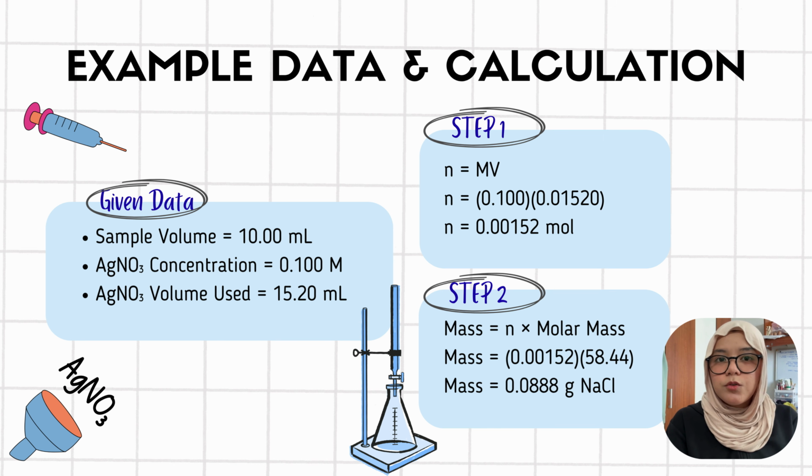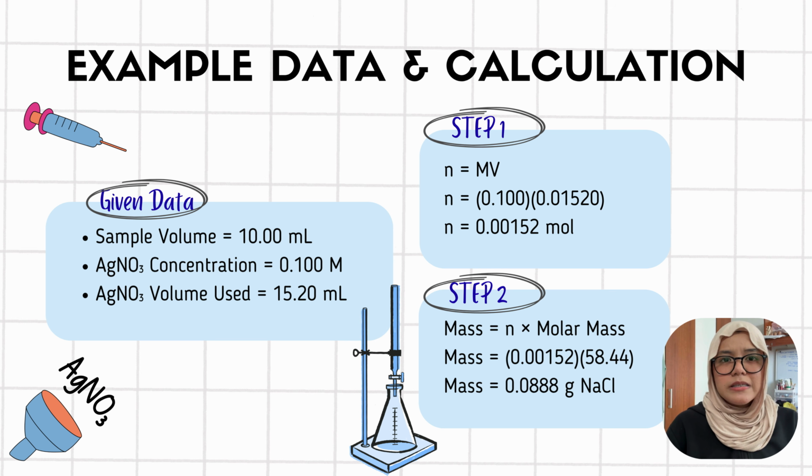multiplied by 0.01520. This gives 0.00152 moles. Since the mole ratio is 1:1, the sample also contains 0.00152 mole of sodium chloride. Next, we calculate the mass of sodium chloride. Mass is equal to number of moles multiplied by molar mass.